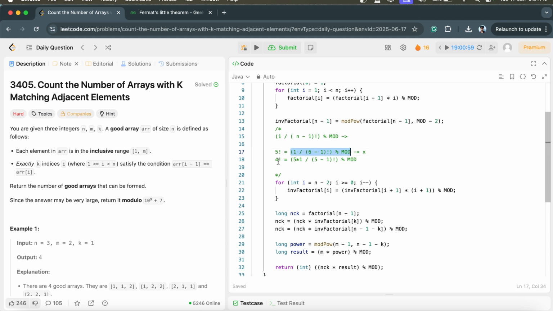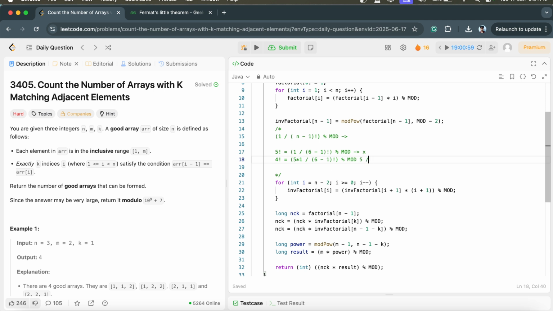Now if we want the inverse of 4 factorial, we multiply the previous answer with this i plus 1. Currently we are at the n minus 1 index, and we got the n minus 1 index value. Then we look at the n minus 2 index, then n minus 3 index, till i equals 0. Till that index we are trying to get the answers. Now how does it happen?